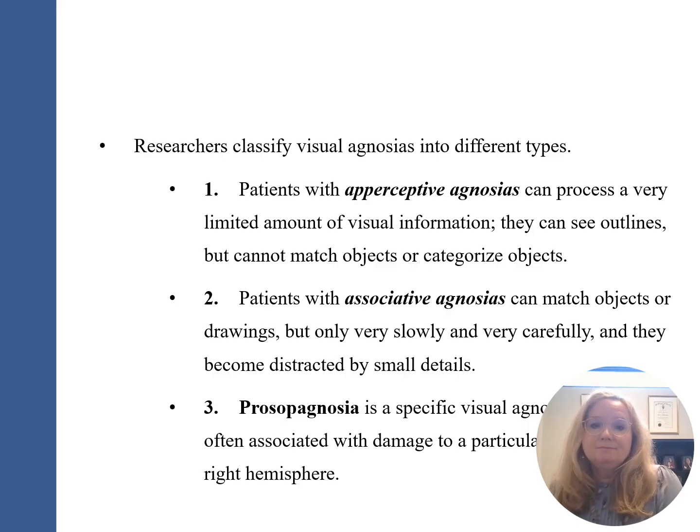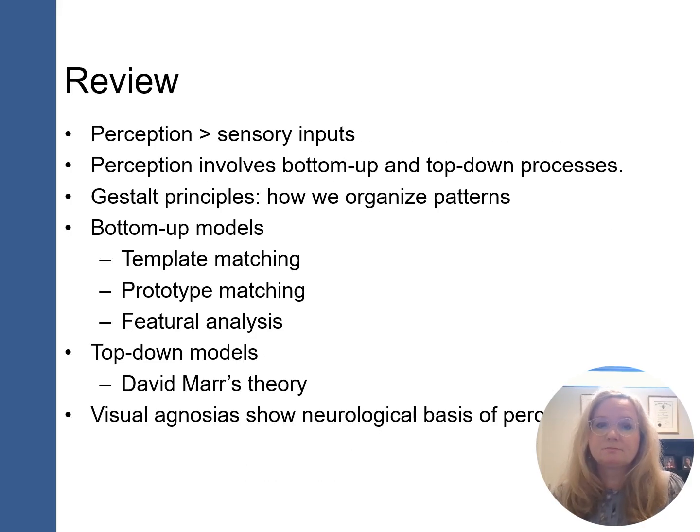And then prosopagnosia is a specific agnosia that prevents you from seeing and recognizing faces. It tells you that faces are special, and that damage to a particular part of the brain can result in a specific loss of that ability.